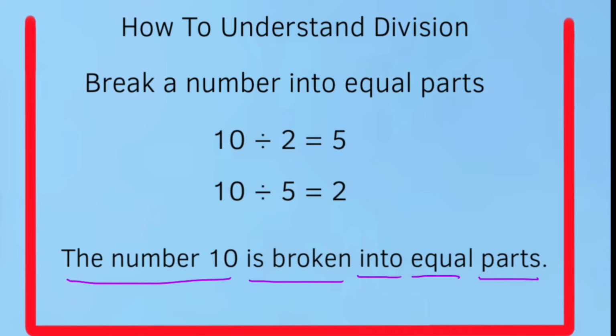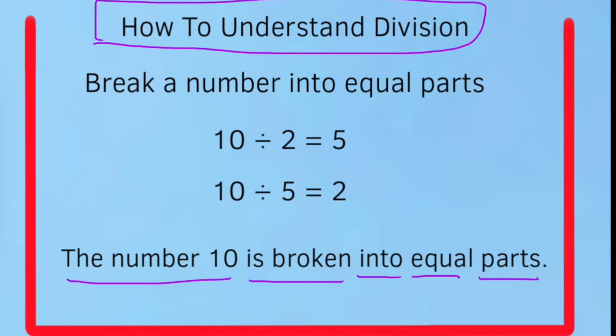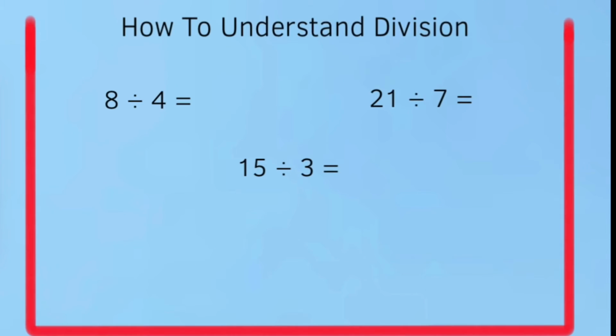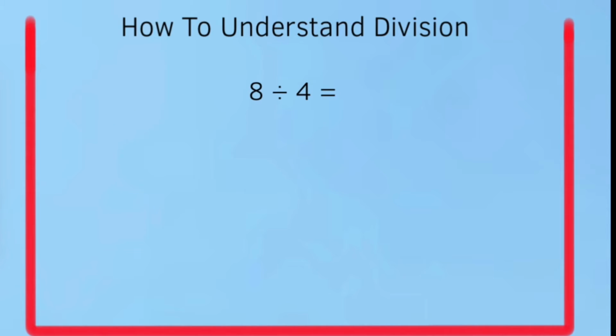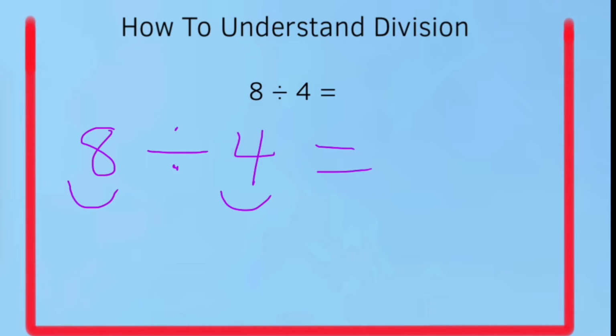And the best way to understand division is by practicing. Here I have 3 problems. 8 divided by 4, 21 divided by 7, 15 divided by 3. So if I have 8 oranges and I have 4 people to give the oranges to, okay? So I have 8 oranges, 4 people. How many does each one get?